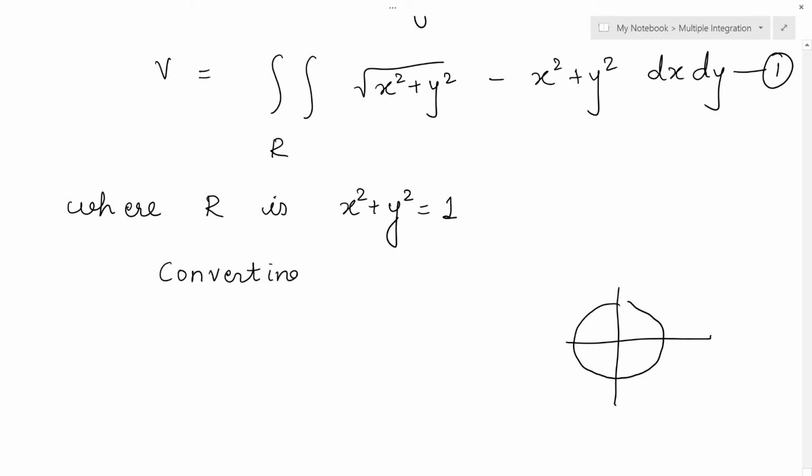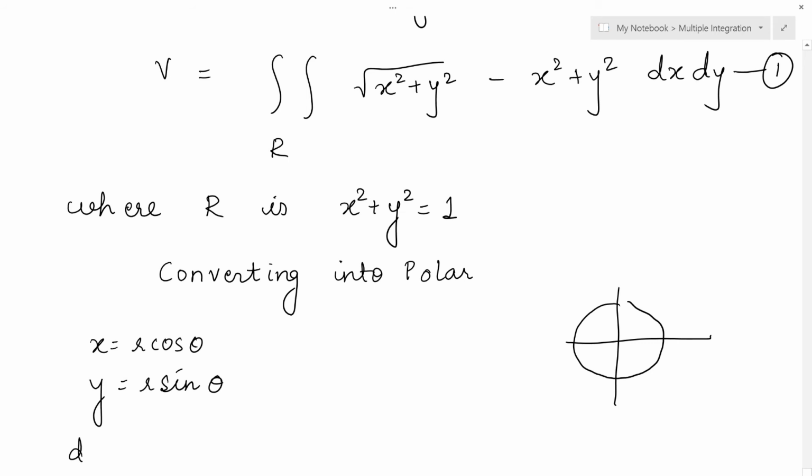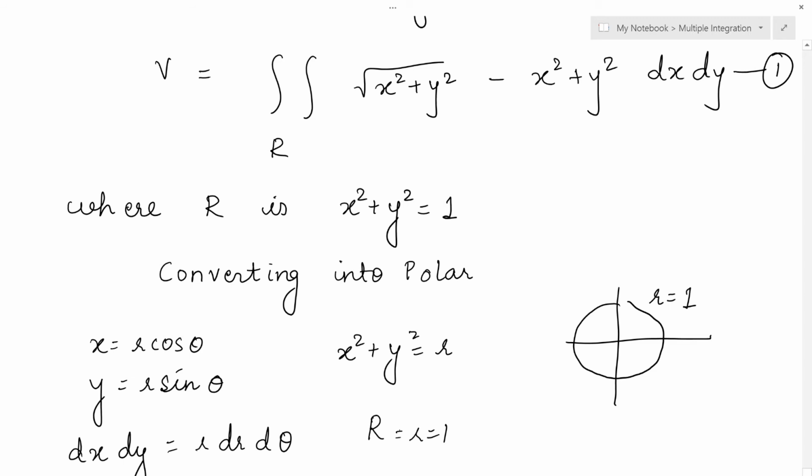So converting into polar form, what will be the conversion of polar form? Yes, x is equal to r cos theta, y is equal to r sin theta, and dx dy is r dr d theta. My x square plus y square will be r square, and the r is nothing but what? R is equal to 1. So this circle here is nothing but r is equal to 1. For a complete circle we have to find.